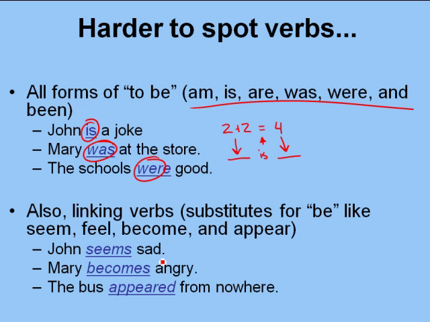Also keep in mind that words like seems, becomes, appear, appears, all those kinds of substitutes for being, states of being, are all verbs. And again, the reason I'm pointing out these ones especially is that they're harder for us to think of as verbs.